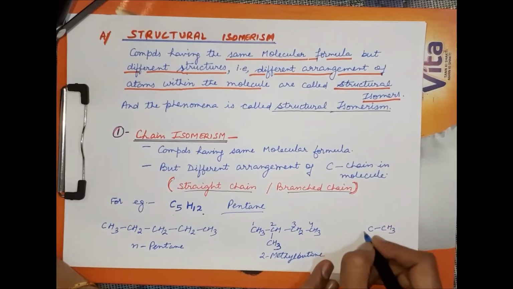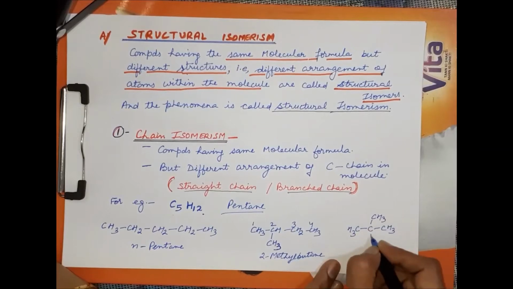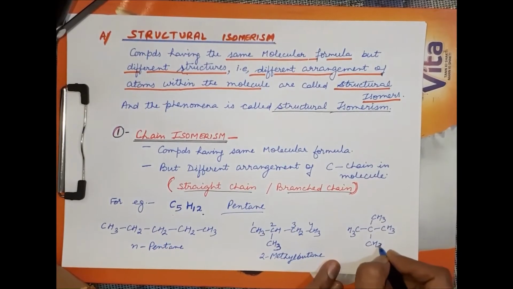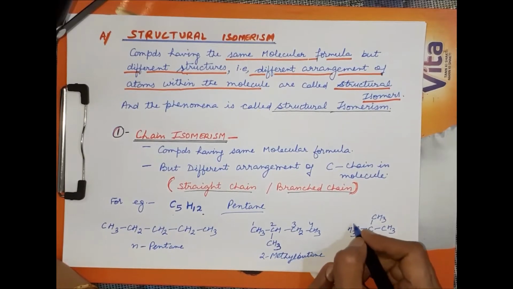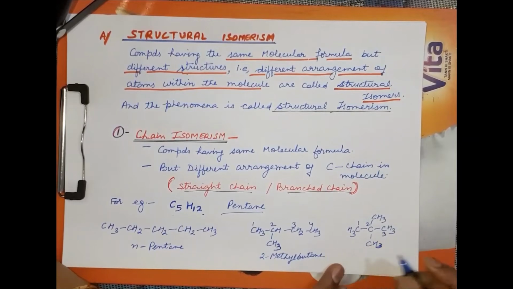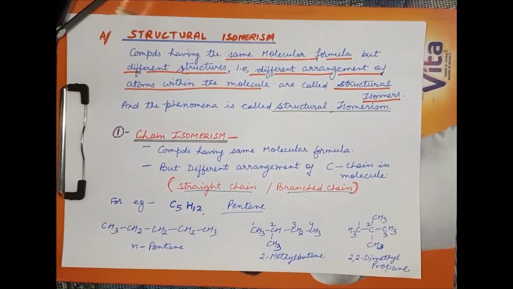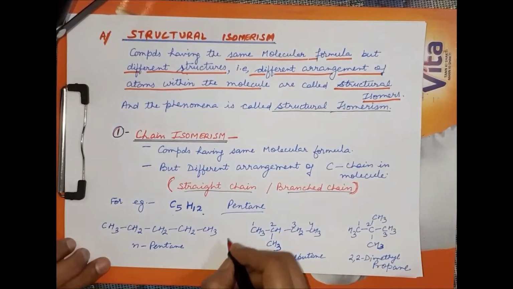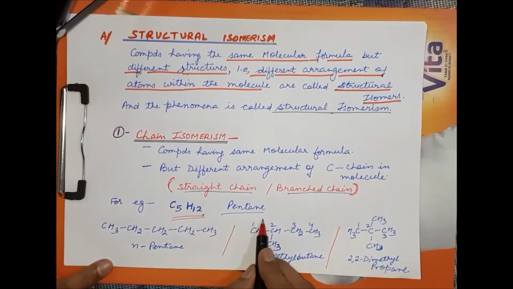Another way to write this: we can take a 3 carbon atom chain as the parent chain and 2 methyl groups as substituents, like this. In this way also we can write pentane, and the name for this will be 2,2-dimethyl propane. So these are the various ways to write the C5H12 pentane molecule.